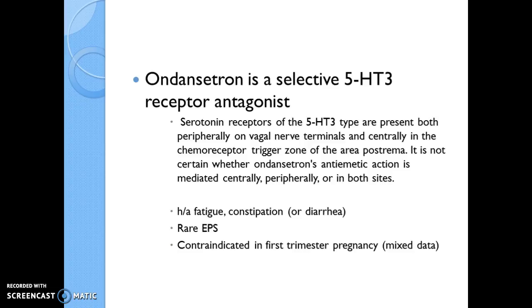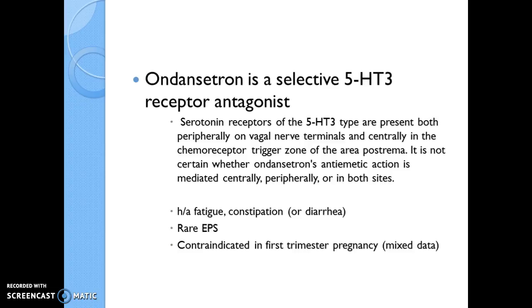It was developed initially and approved first for use with chemotherapy patients, and it's really changed the face of chemotherapy and the ability to withstand the intense nausea and vomiting that goes with those treatments. It's got a fairly modest side effect profile: some headache, fatigue, a little constipation. Some people have diarrhea. Rarely EPS comes through. It is contraindicated in first trimester pregnancy, although there is mixed data. The jury is still out on that. But at this point, not recommended for general practice.